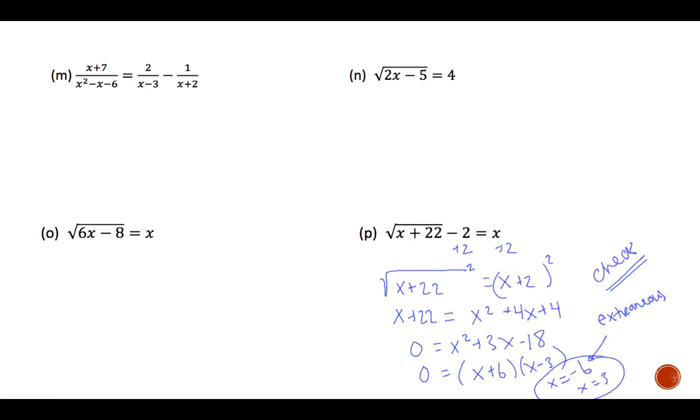When you plug in 3, does that work? 3 plus 22 is 25. 5 minus 2 is 3. Oh, that works. Right, so this is actually my only solution. This is an extraneous solution. And think about what a square root function looks like, right? It's just the top half.